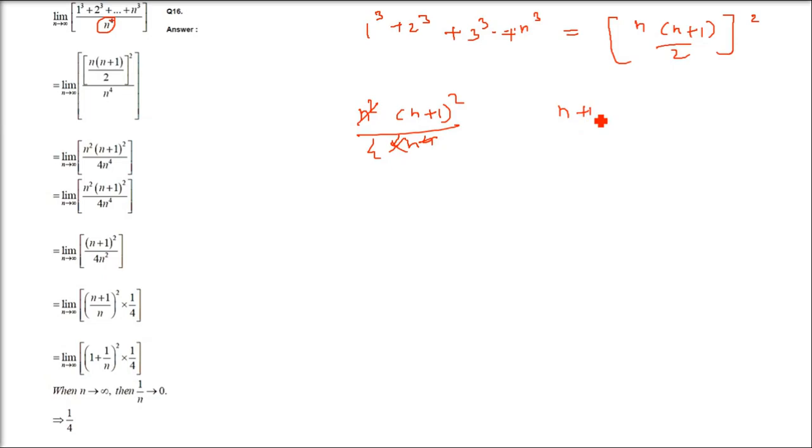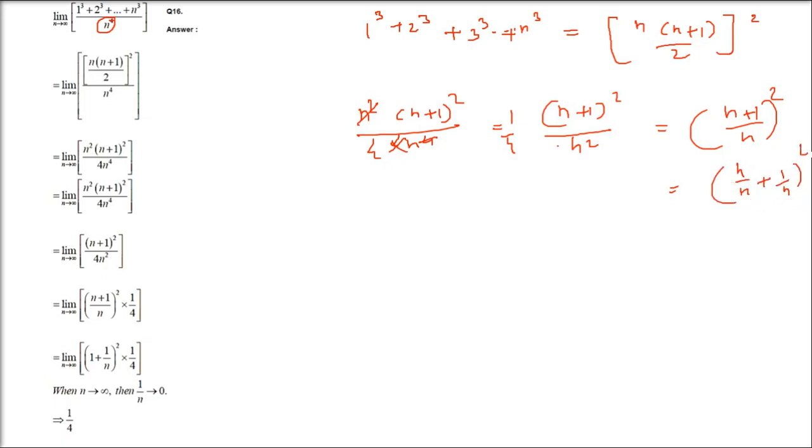So just cancel this n square with n to the power 4. (n plus 1) whole square, so 1 by 4, just keep it separate. So (n plus 1) whole square by n square, you can write it as ((n plus 1) by n) whole square. So you just combined it. So this is n by n, that is 1 plus 1 by n. Now just apply the limit, n is infinity, so 1 by n will be 0. 1 square will remain, and 1 by 4 was already there. So 1 by 4 is going to be the answer.